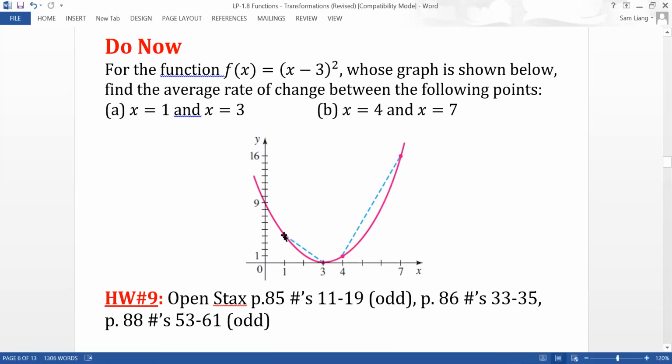Okay, so here we can actually see that the slope is supposed to be negative, so we can keep that in mind when we're getting our answer. And then here, the slope is supposed to be positive, because it's sloping up. All right, with that said, though, let me get to the solution.